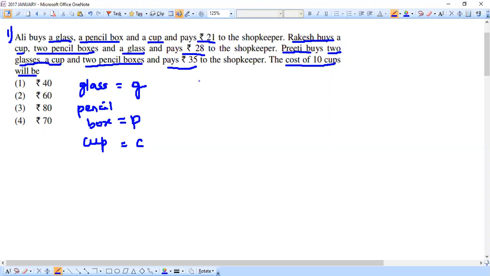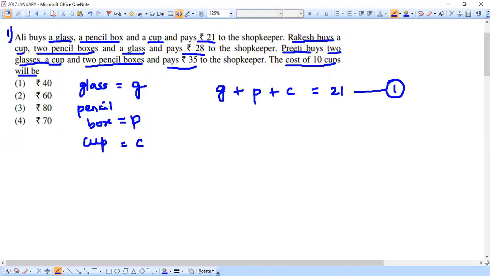Our first information says Ali buys a glass. That means one glass, which will be G. A pencil box, that means plus P. And a cup, that means plus C. So G plus P plus C. This total cost is equal to 21. Let's just call this equation number 1. Let's move on to the second statement.